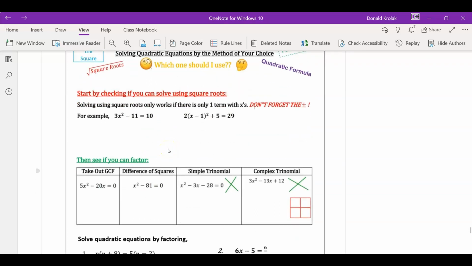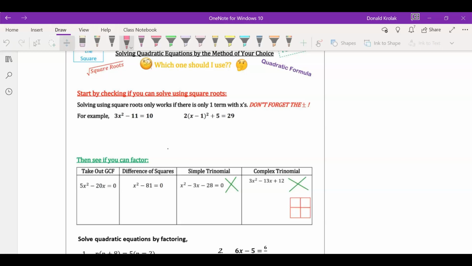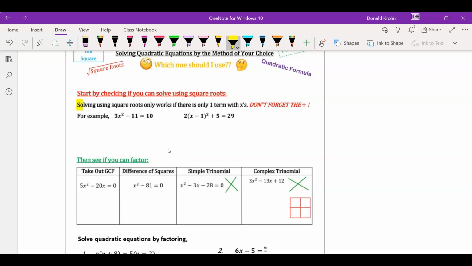So the first thing you're going to do is see if you can use the square root method. Now, how do I know I can use this? You can use it when there's only one term that has x's. So solving using square roots only works if there's only one term with x's. When I look at this first one, there's only one squared term. When I multiply this out, there's going to be one squared term. And that's usually a good hint, use the square root method.